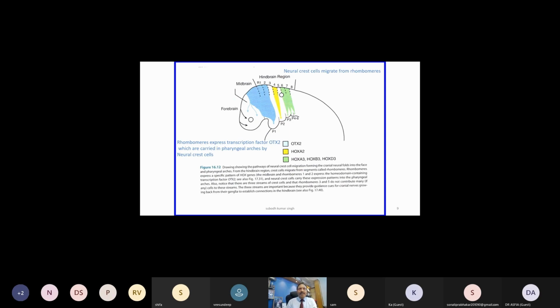Now, we need to understand that neural crest cells migrate from rhombomeres into all these arches. Except for the 3rd and 5th rhombomeres, the neural crest cells migrate into them. And with that, they bring their nerves and blood supplies too.